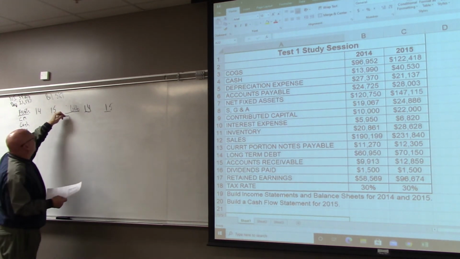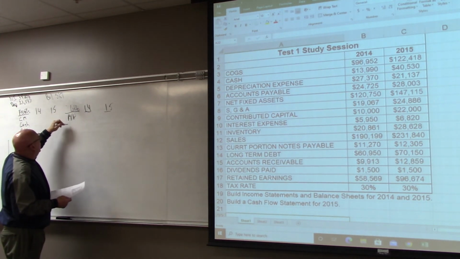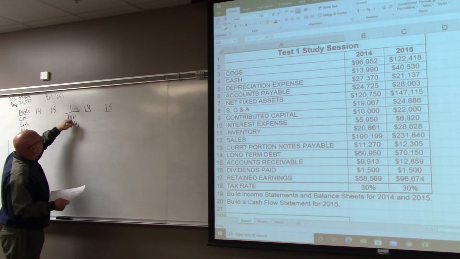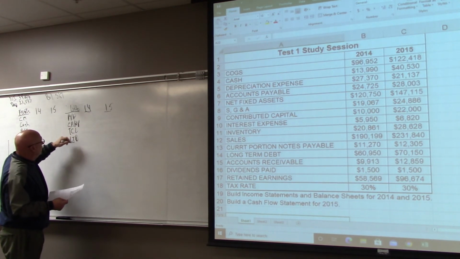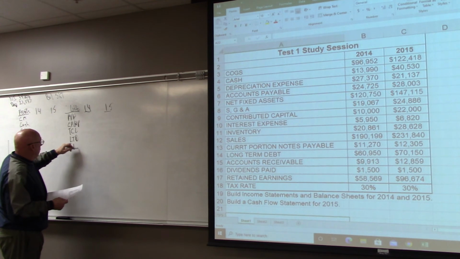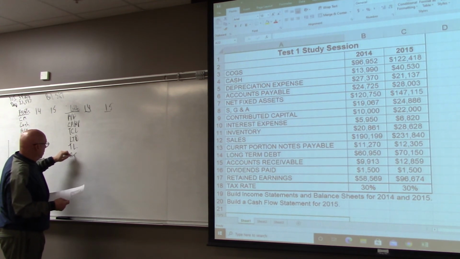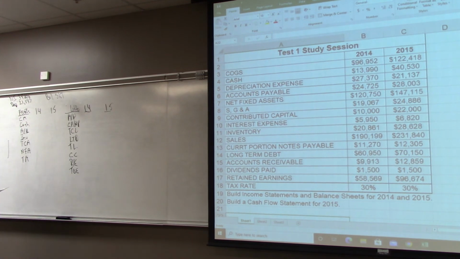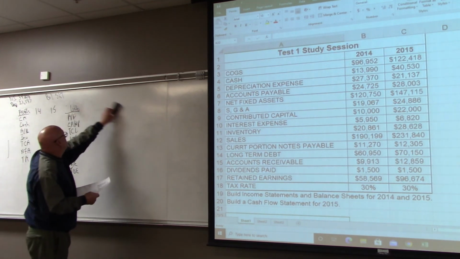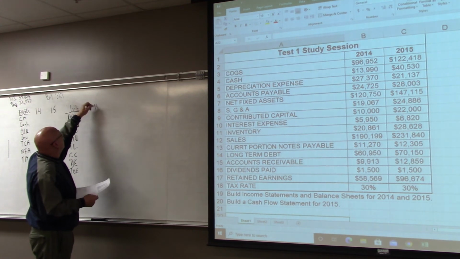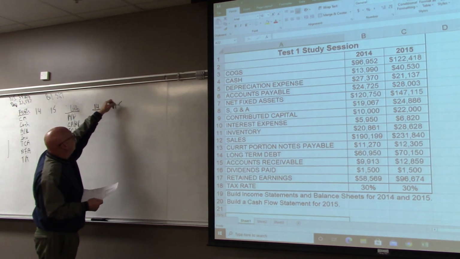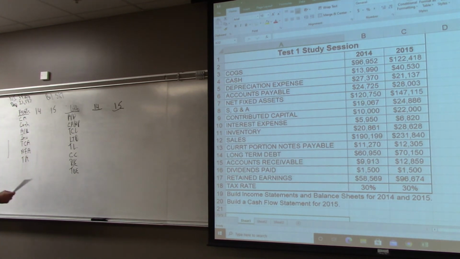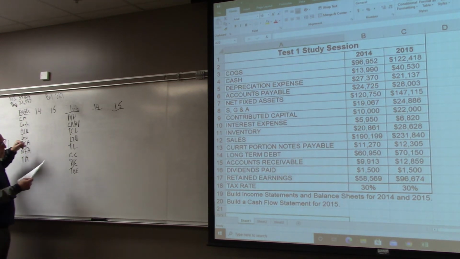Okay, so for liabilities, we have accounts payable, and we have current portion of notes payable, and we have total current liabilities. Then we have long-term debt. Then we have total liabilities. Then we have contributed capital. Then we have retained earnings. Then we have total owner's equity. Okay? I have to move this out just a little bit. 14 and 15. All right. So let's get this going. Cash, $13,990.